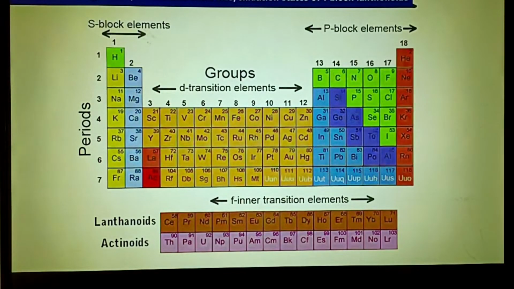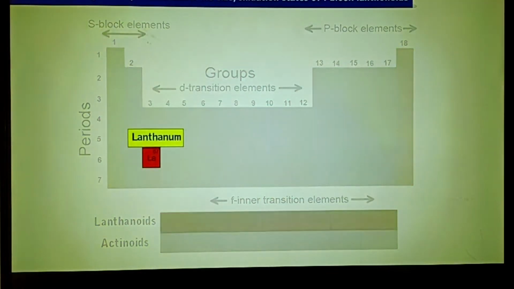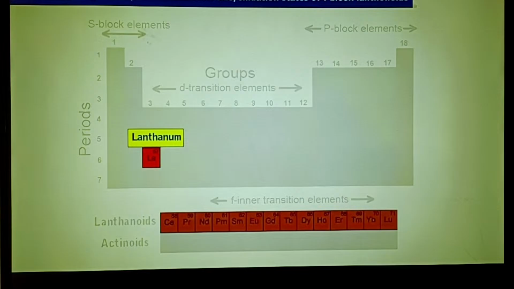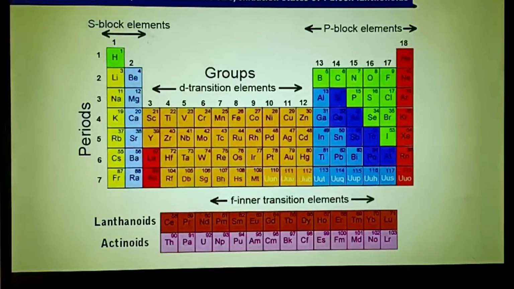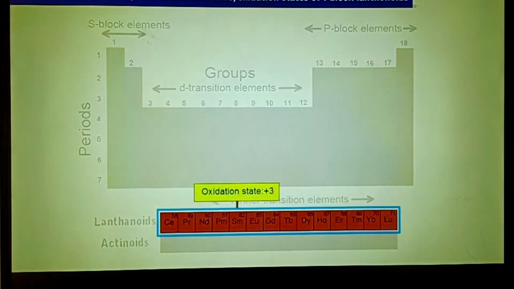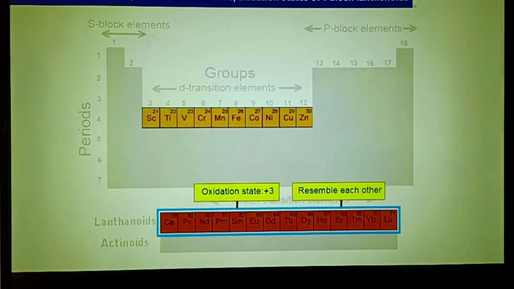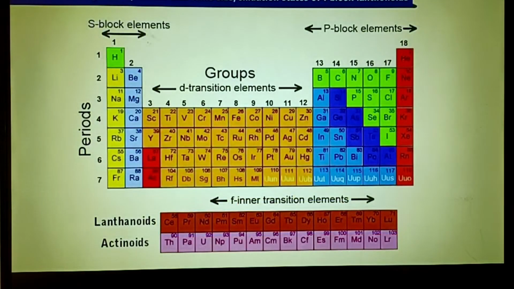Since the d-block element lanthanum closely resembles the lanthanoids, it is usually included in any discussion of lanthanoids. Since lanthanoids effectively have only one stable oxidation state, +3, they resemble each other more closely than do a horizontal row of the transition elements.